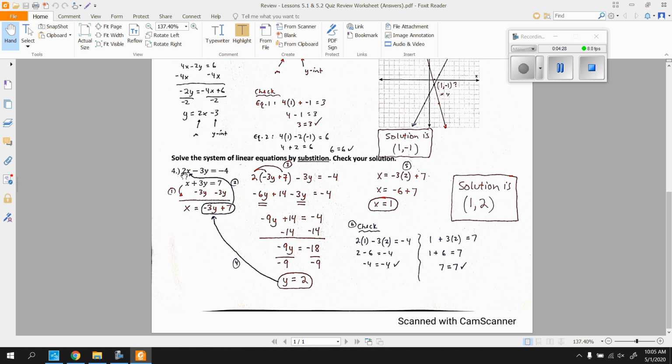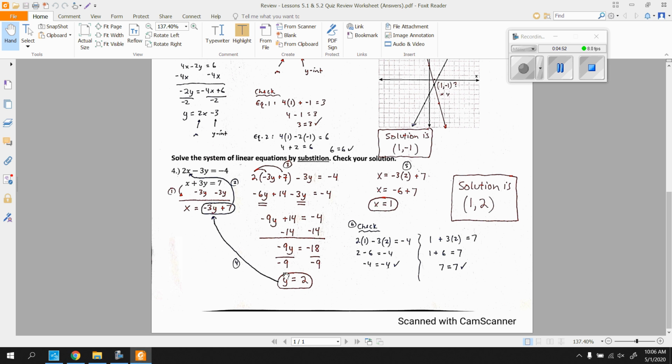So instead of 2x, I wrote 2 times, using parentheses, this whole thing, -3y plus 7. Copy down the -3y equals -4. That's all copied down right there. And then all this is just simplifying and solving for y. So distribute, combine your like terms, subtract 14, divide by -9, boom, y equals -2. That's a big step right there.